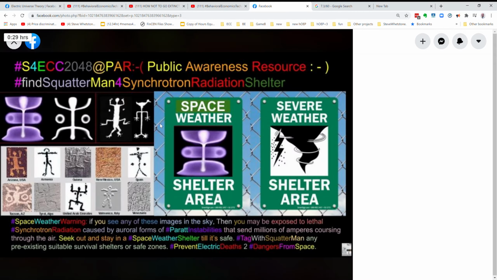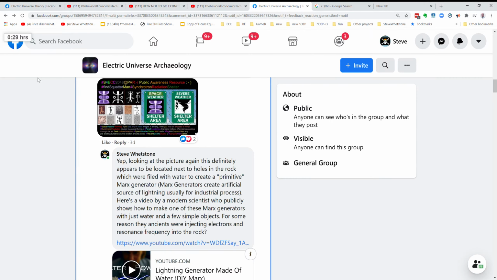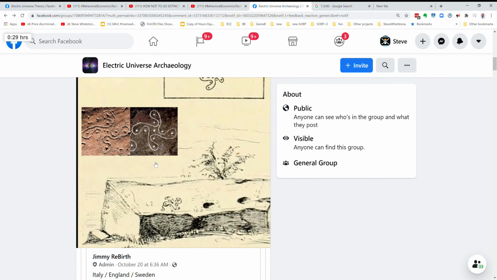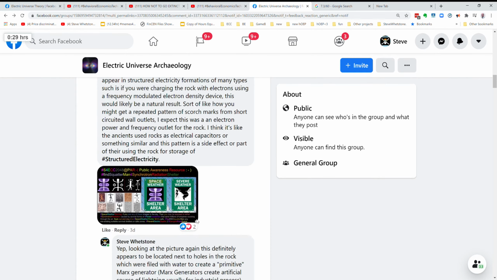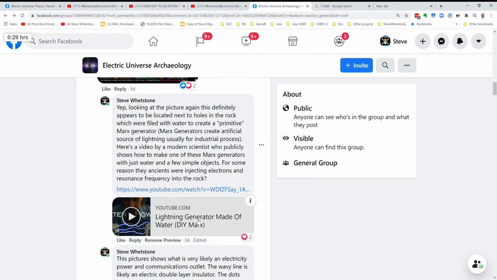Looking at the picture again, this definitely appears to be located next to holes in the rock which were filled with water to create a primitive Marx generator. Marx generators create an artificial source of lightning, usually for industrial processes. Here's a video by a modern scientist who publicly shows how to make one of these Marx generators with just water and a few simple objects. For some reason, the ancients were injecting electrons and resonance frequency into the rock.